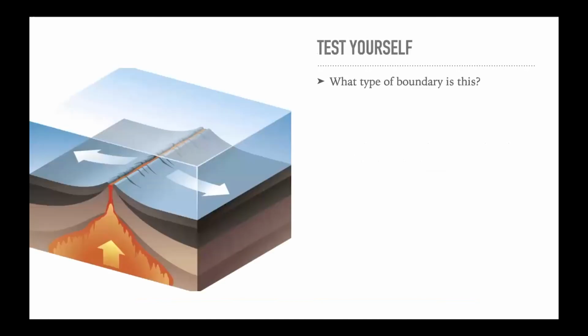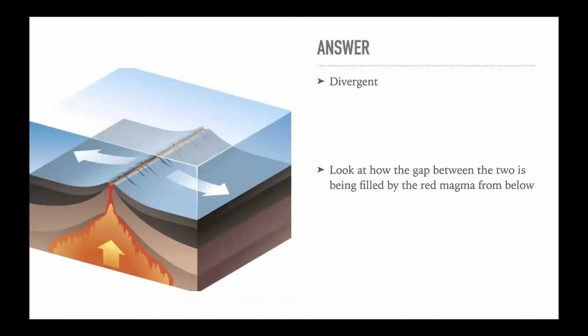And the last one, what's this? And hopefully you were able to figure out this is divergent. As you can see, 2 plates are separating. Magma is coming up to fill the gap. Notice how there is a little thin red line in the middle of those 2 plates. That would be your line of volcanoes.